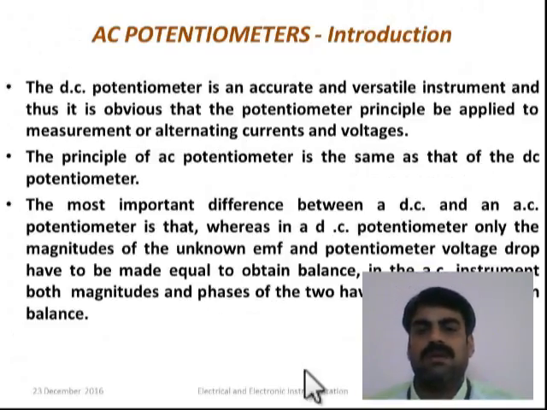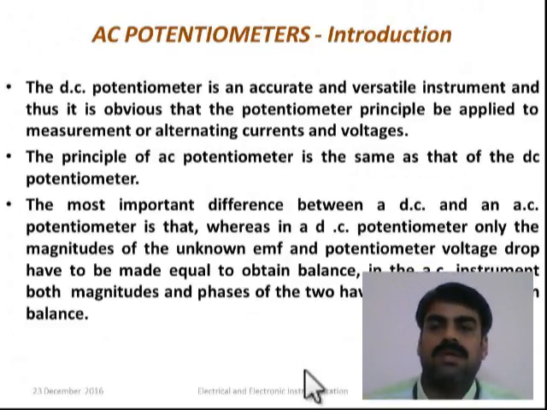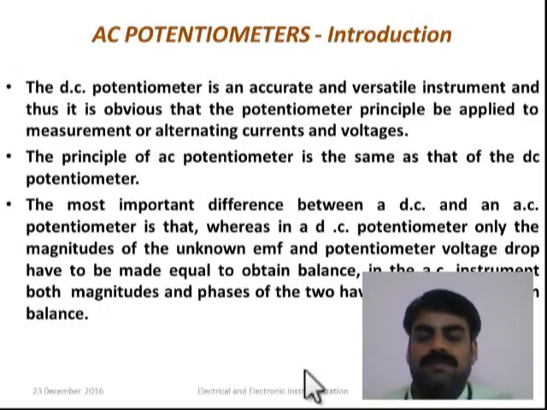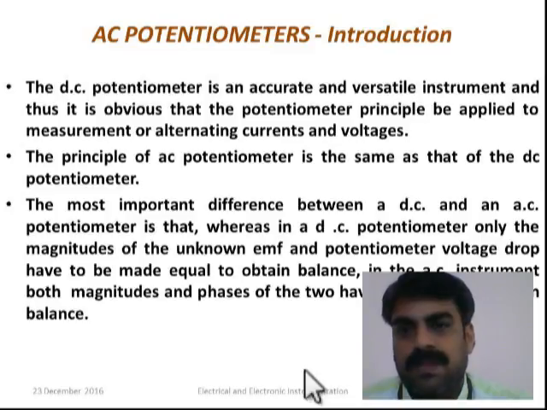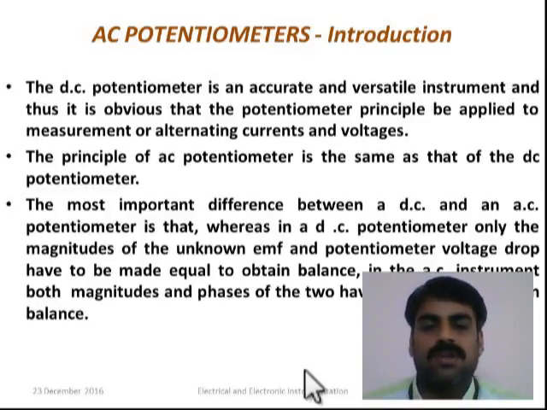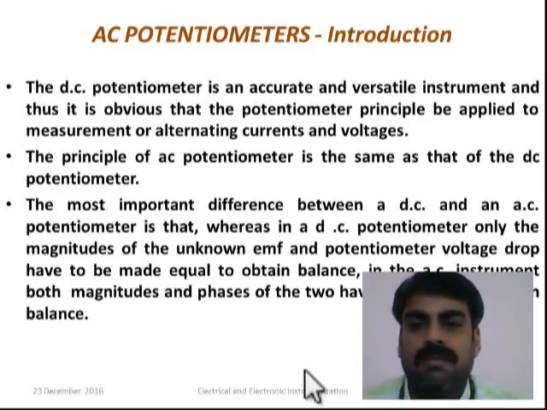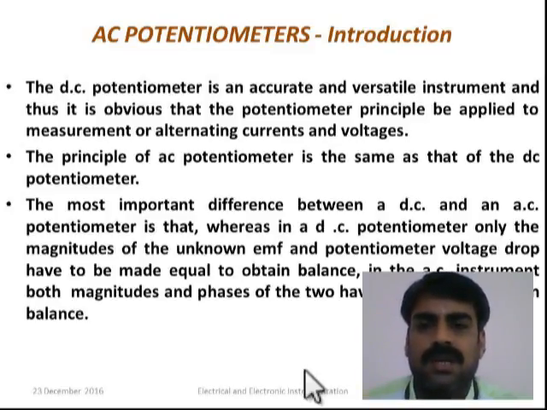Okay, now we are coming to the next type, that is the AC potentiometer. Since the DC potentiometer is an accurate and more versatile instrument, it can be used even for AC also. When we use this potentiometer for AC, we need some minor modifications in the existing circuit. In the DC potentiometer we are using a basic galvanometer, and the basic galvanometer cannot be used for AC.